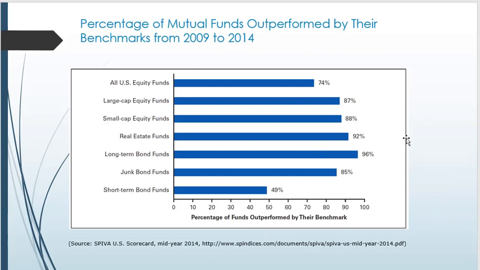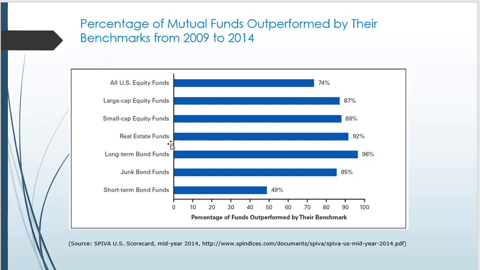This particular graph I just found a little interesting. They look at 2009 to 2014, and this was a pretty volatile time in our economy. But if you look at all U.S. equity funds, 74% of mutual funds were outperformed by their benchmarks. So that means 74% of all U.S. equity funds performed less than whatever their benchmark was. And my point was that also means that 26% did outperform, right?